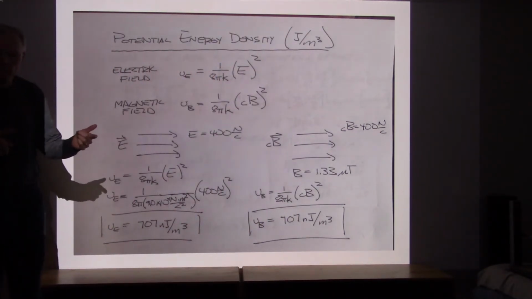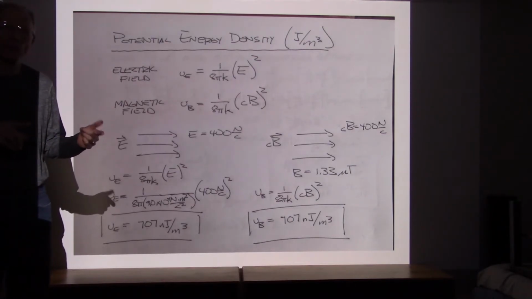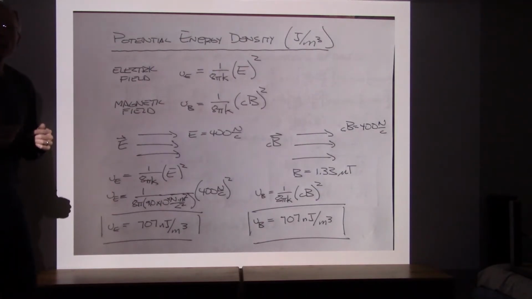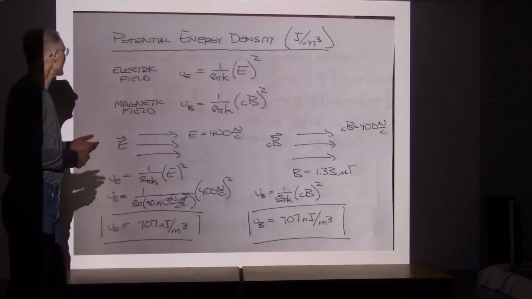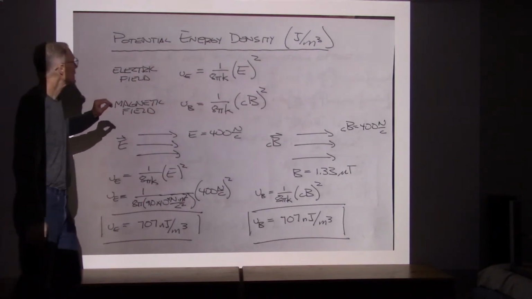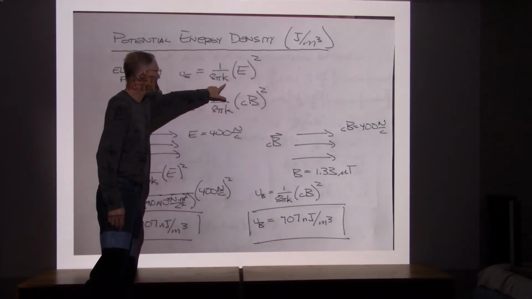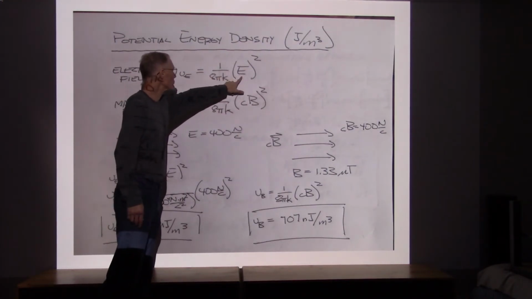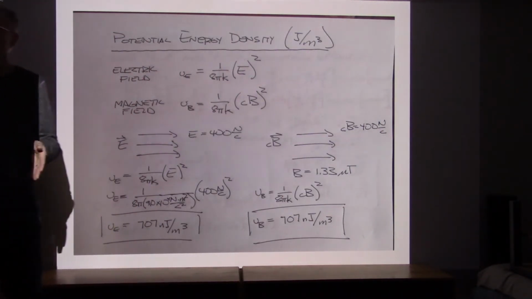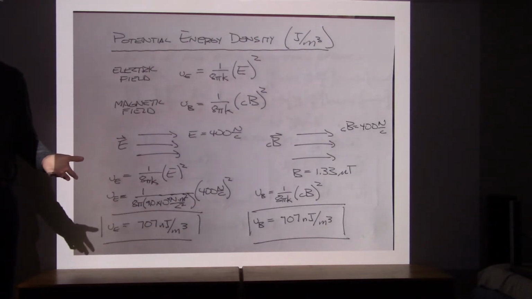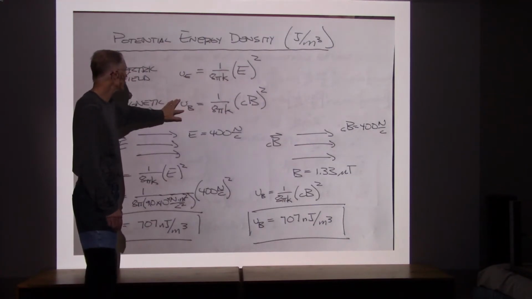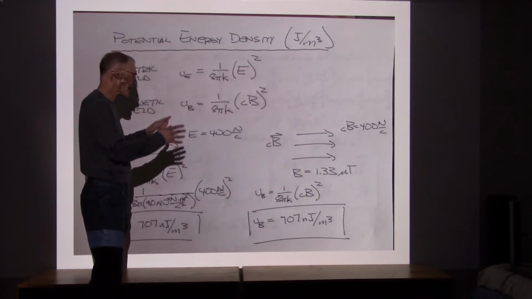The textbook is going to start using mu naught and epsilon naught for these energy densities. But again, I'm going to argue that they can be written more simply and more systematically as 1 over 8 pi k times the electric field squared. Now, if I put numbers in for that, what I find is I'm getting units of joules per cubic meter. Also, the magnetic field energy formula looks exactly the same.